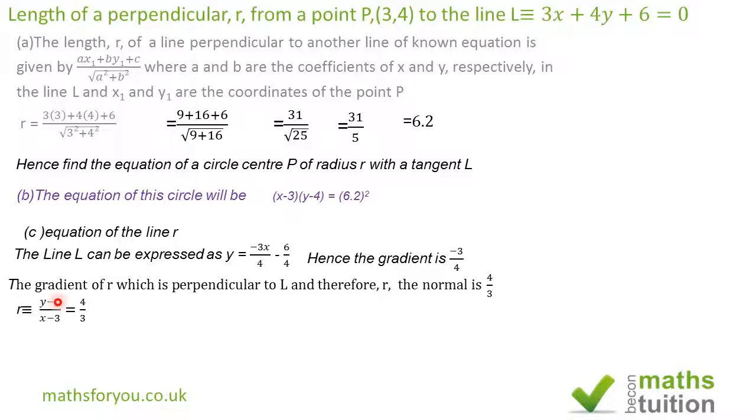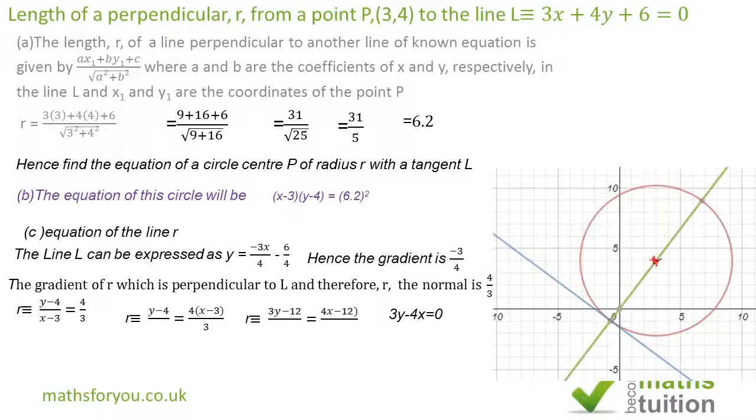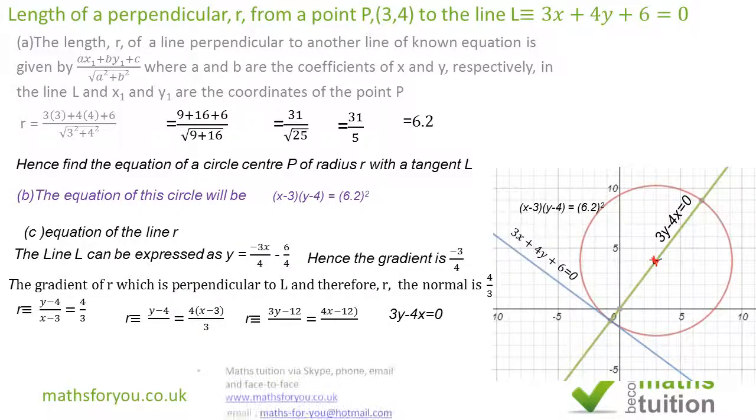Now the 4 here comes from the y value at the point P, and the 3 comes from the x value at the point P, and 4 over 3 is the gradient. After cross multiplying, we end up with the equation 3y minus 4x is equal to 0. And this is a picture from our equations. So we've got the equation of the circle, the equation of R, and also the equation of the tangent.